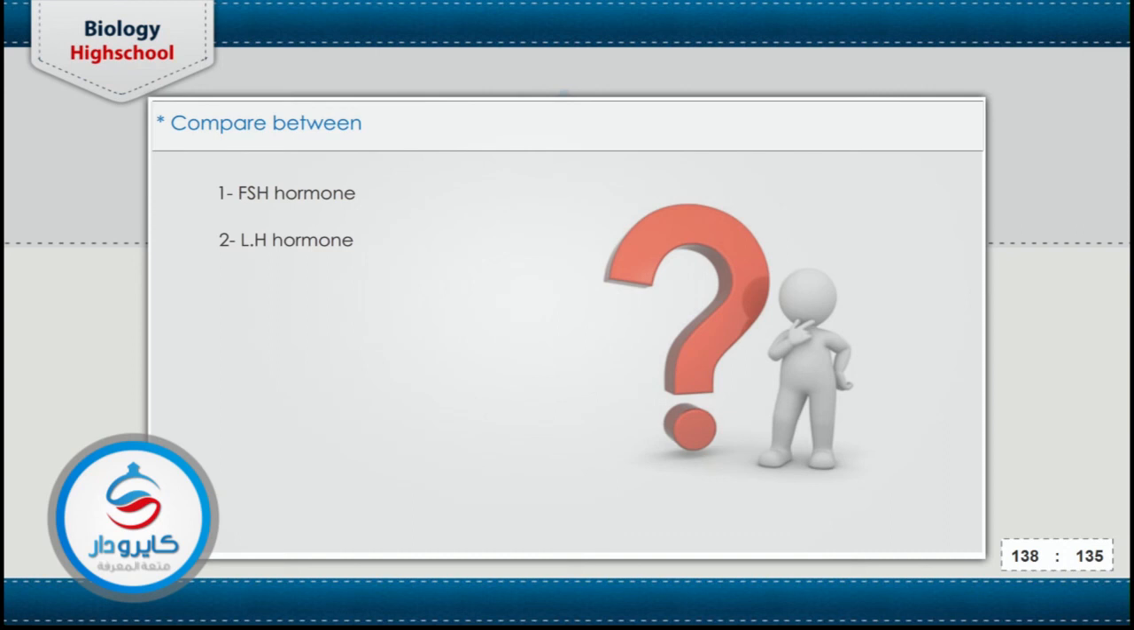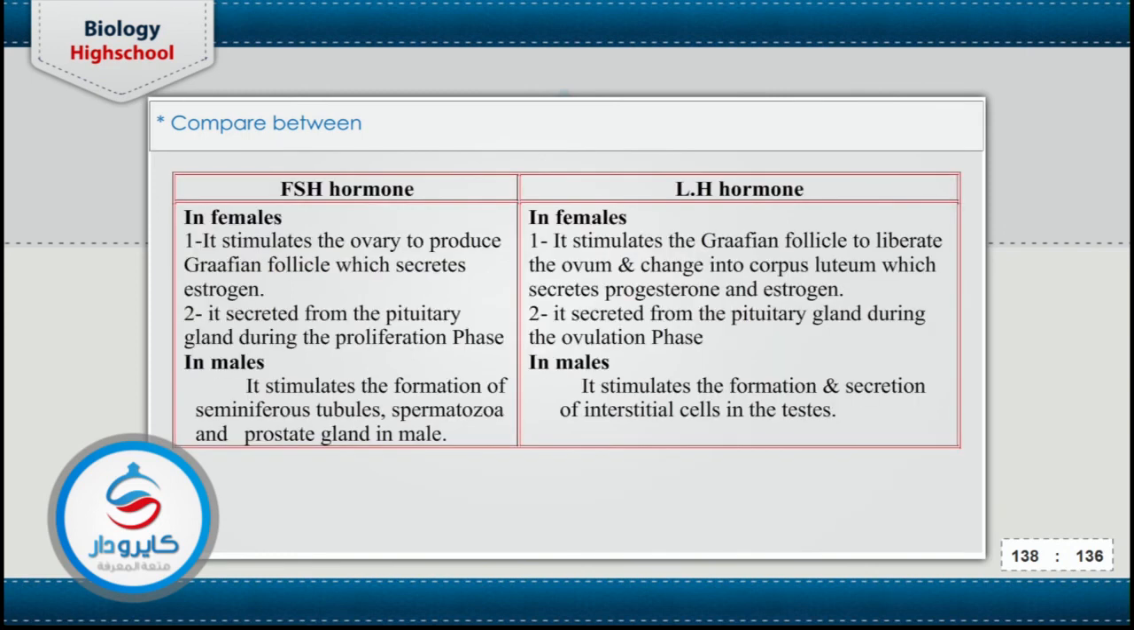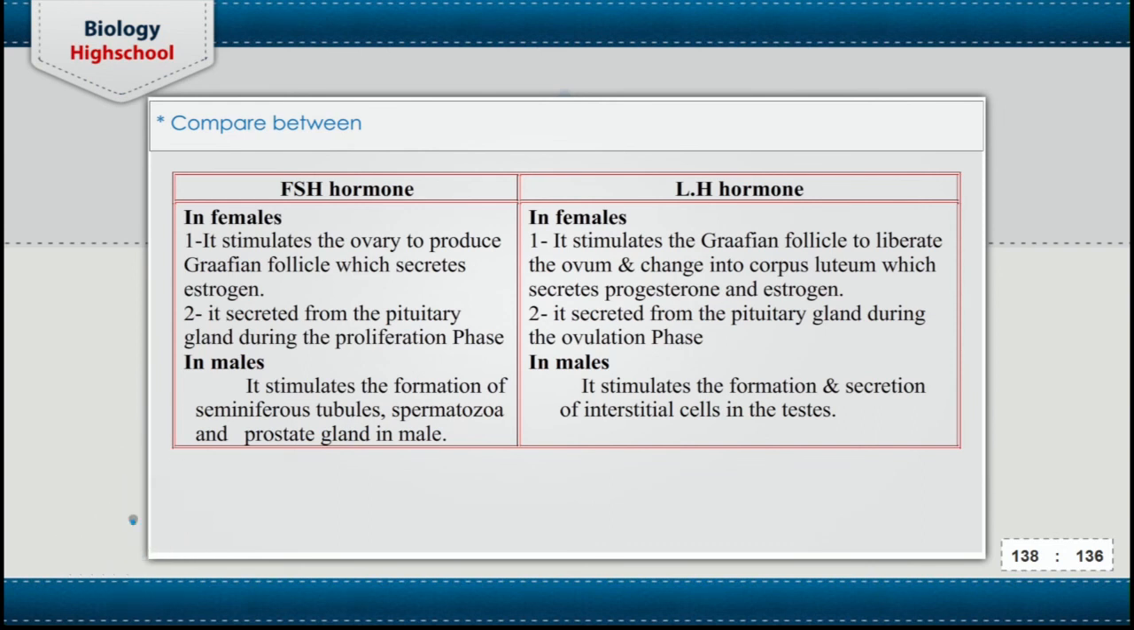Compare between FSH hormone and LH hormone, in females and males. In females, the FSH hormone stimulates the ovary to produce the Graafian follicle, which secretes estrogen hormone. But the LH hormone stimulates the Graafian follicle to release the mature ova and change into the corpus luteum, which secretes estrogen and progesterone hormone. Both of them are secreted from the anterior lobe of the pituitary gland. But the FSH hormone is secreted during the proliferation phase, and the LH hormone during ovulation.